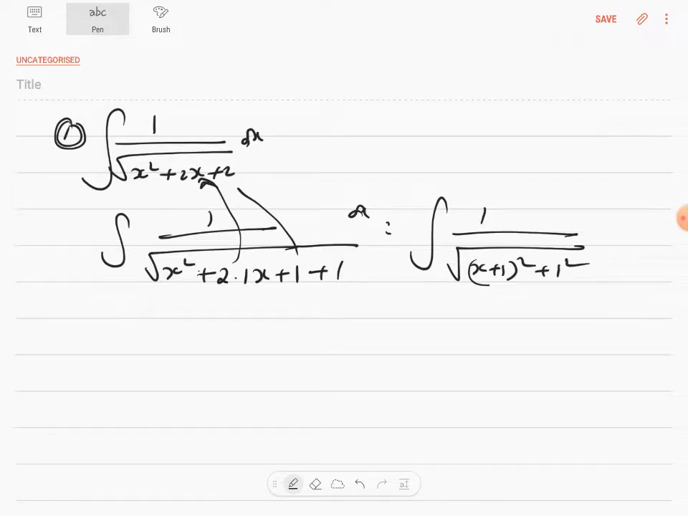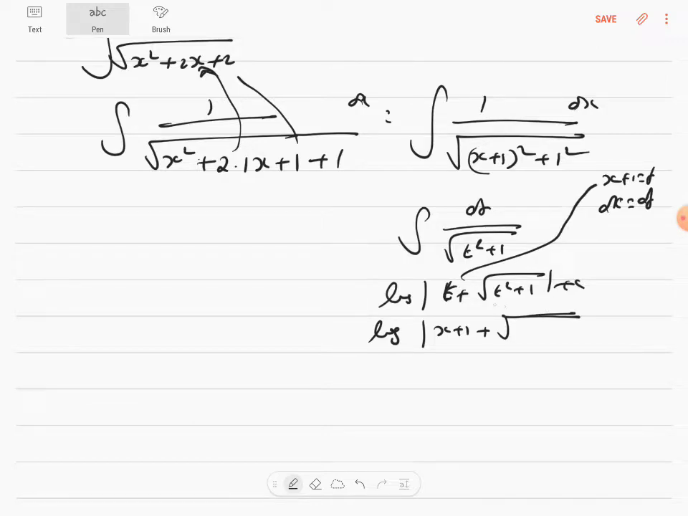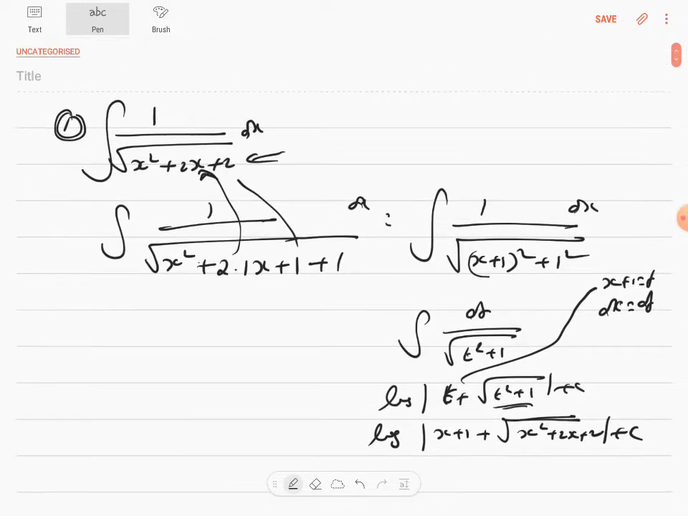So now if you assume x plus 1 as t, dx becomes equal to dt on differentiation. So this becomes dt by root of t square plus 1 square, which is log of mod of t plus root of t square plus 1, which is log of mod of x plus 1 plus root of, when it comes to copying, I'll straight away copy this denominator, x square plus 2x plus 2, plus c. It's easy for me to do it that way. So that's what it is.